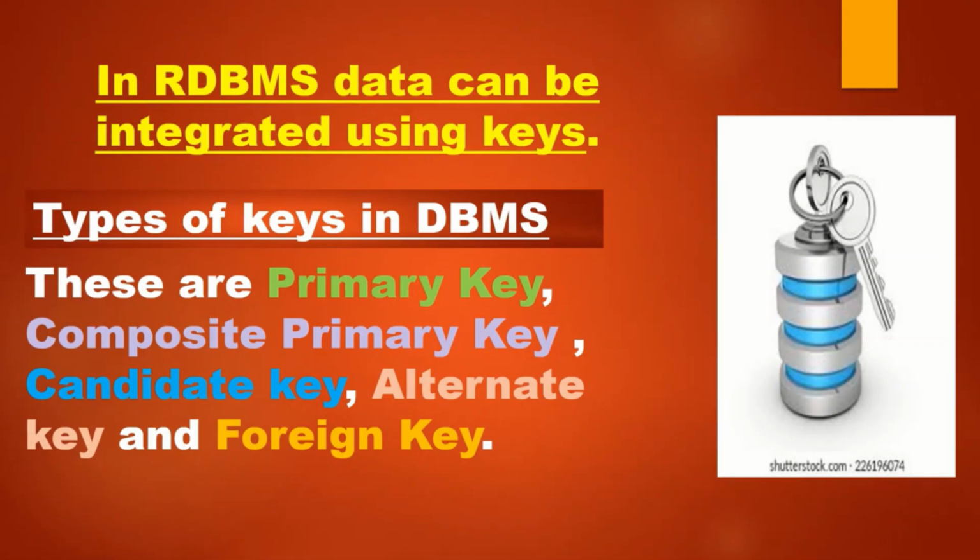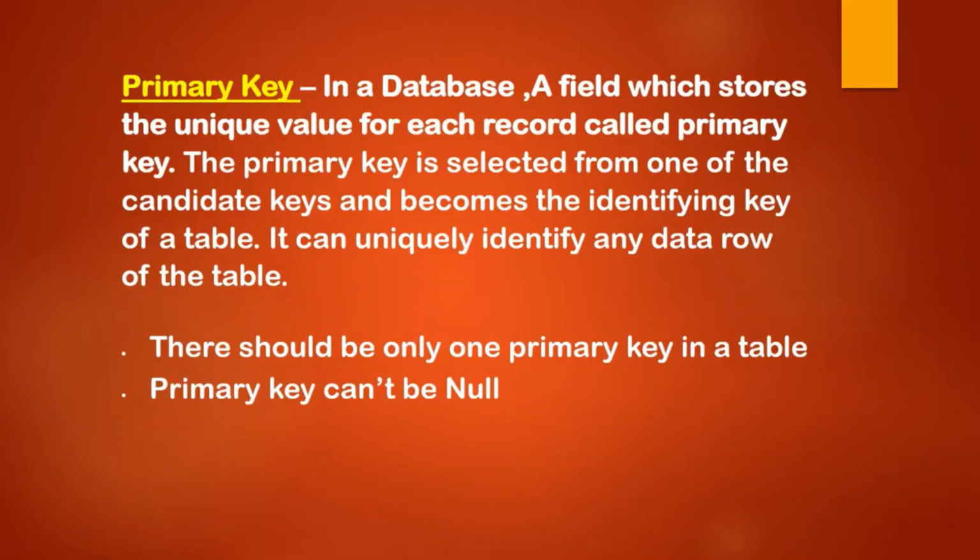You can see here there are different types of keys. First is primary key, then composite primary key, then candidate key, then alternative key, and foreign key. See, one by one we are going to proceed with all the keys with examples. Now starts with primary key. See, primary key is again one very important concept that you have to understand and know as per your knowledge and for the examination purpose. This is very important. Okay, so let's start.